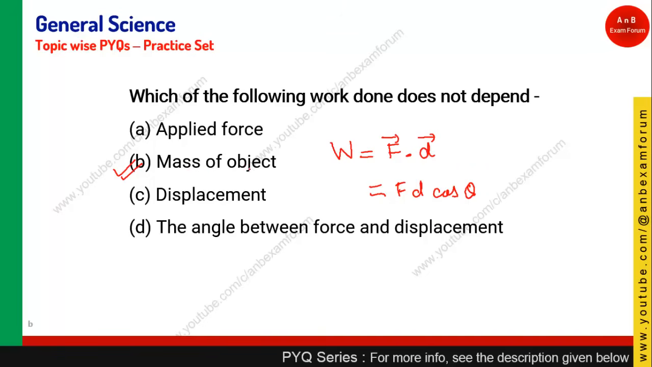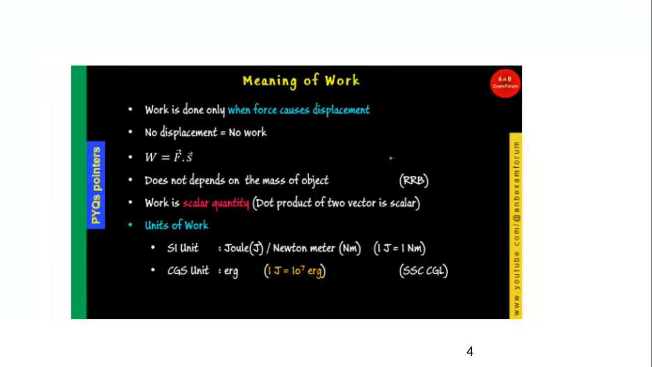so that's why work done does not depend upon the mass. Some students might think that force is mass into acceleration, so it will depend upon the mass, but that is a wrong concept. Work basically depends upon the magnitude of the force, so how much force is applied on the object, not on the mass of the object. So the correct answer for this question is option B.